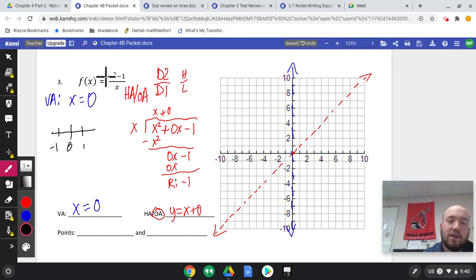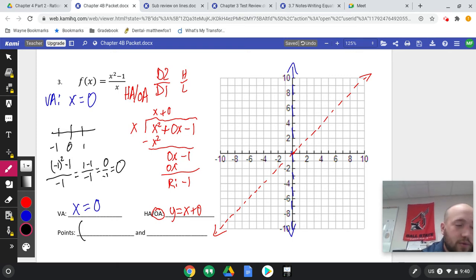You're going to have to plug in 2 times, for the x squared and for the x. So the negative 1 squared minus 1 all over negative 1. That's the same as negative 1 squared becomes 1. So 1 minus 1 over negative 1 is just 0 over negative 1, which gives us 0. So our point is at negative 1 comma 0. So negative 1, 0 would be right there.